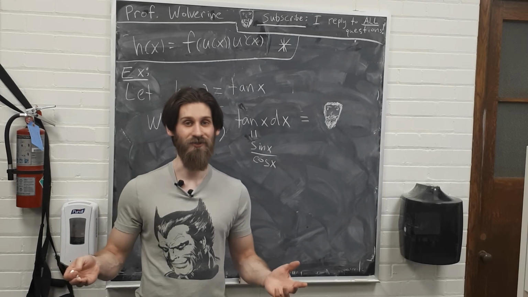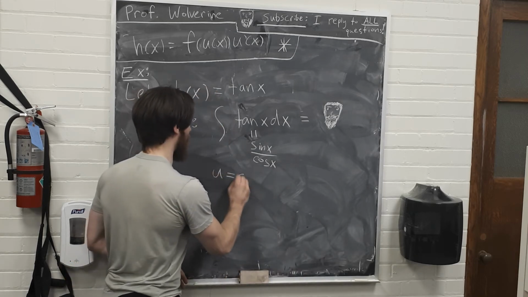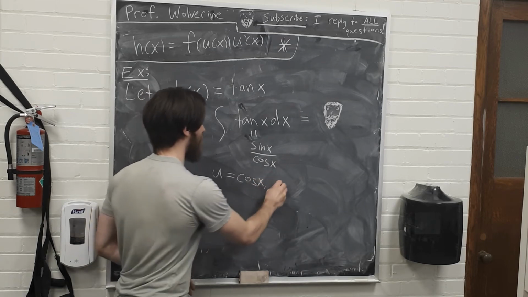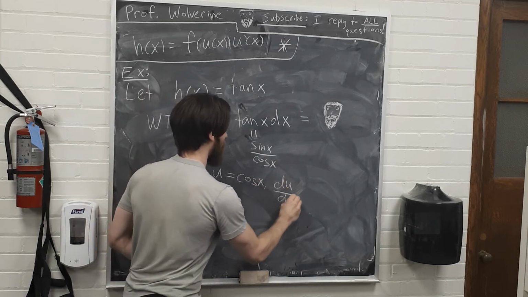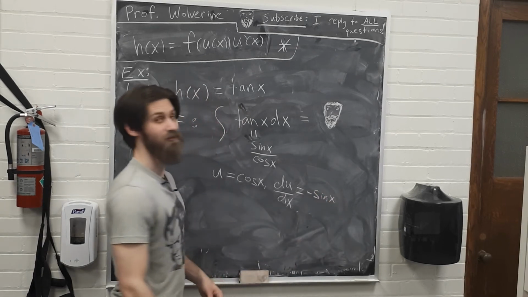Okay, did you give up or did you find it? Okay, so there's not many options, right? Okay, so I'm going to help you out. So u should be cosine of x. Then du over dx is equal to minus sine of x, right?